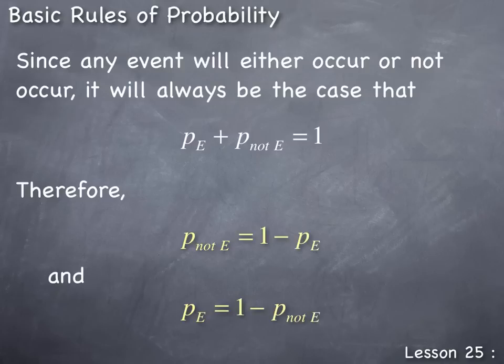Thus, the probability that an event does not occur can be calculated by going 1 minus the probability that the event does occur, and the probability that an event does occur can be calculated by going 1 minus the probability the event does not occur.